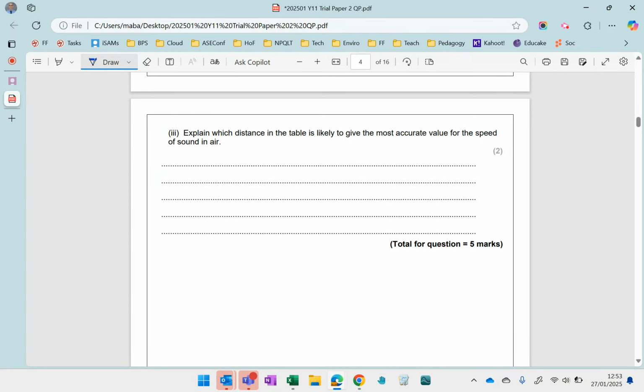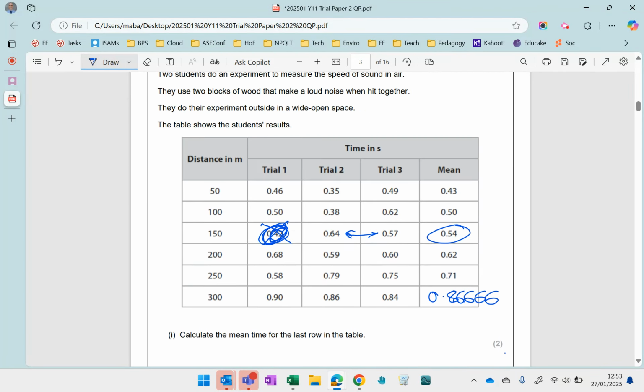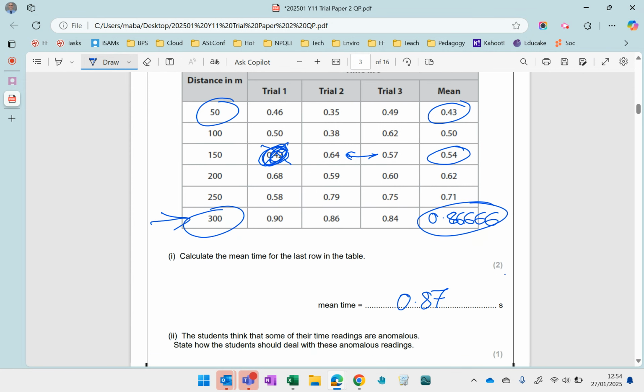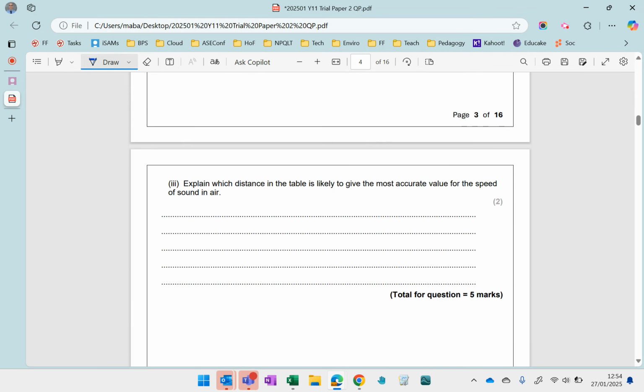Which distance in the table is most likely to give the most accurate value of the speed of sound in air? Well, if you go through and start to calculate these, that time and that distance, that time and that distance, you find that 300 meters seems to give the value of the speed of sound in air that is closest to the true value.